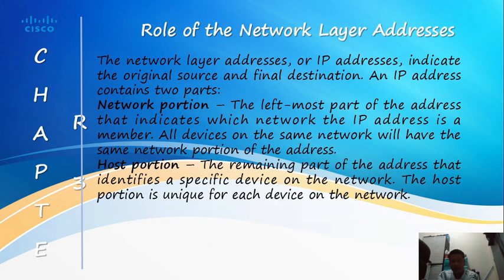Role of the network layer addresses. The network layer addresses, or IP addresses, indicate the original source and final destination. An IP address contains two parts: the network portion and the host portion. The first is the network portion. What is the network portion? The network portion is the leftmost part of the address that indicates which network the IP address is a member of. All devices on the same network will have the same network portion of the address. The host portion is the remaining part of the address that identifies a specific device on the network. The host portion is unique for each device on the network.